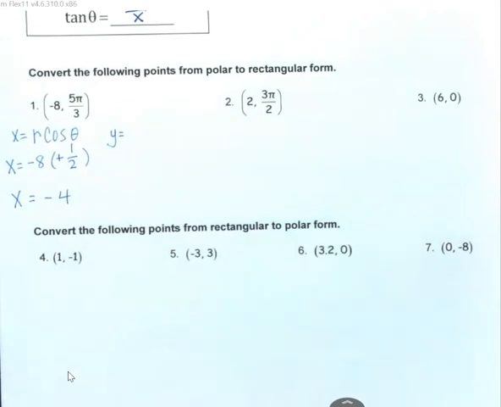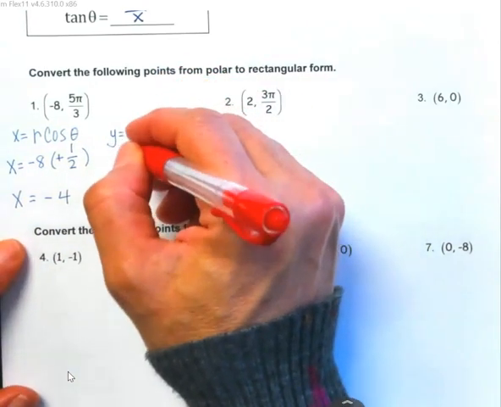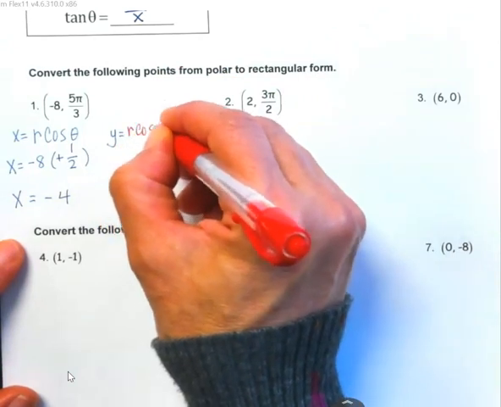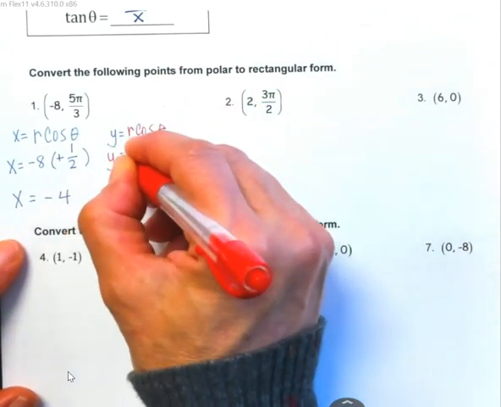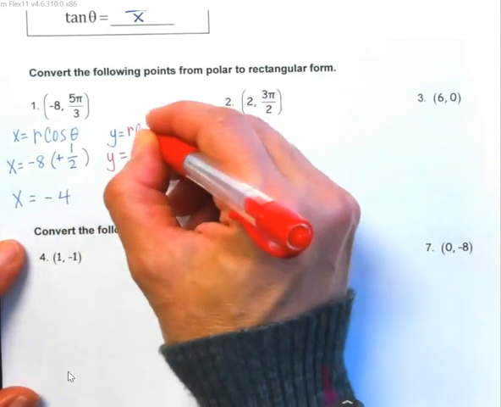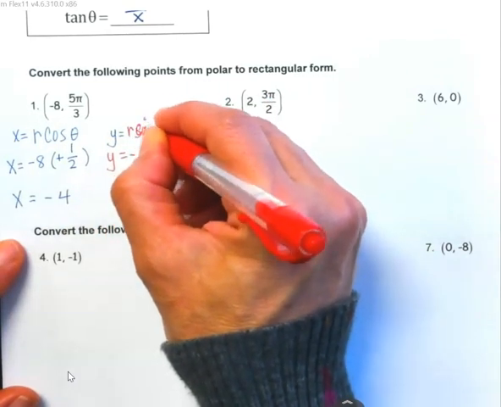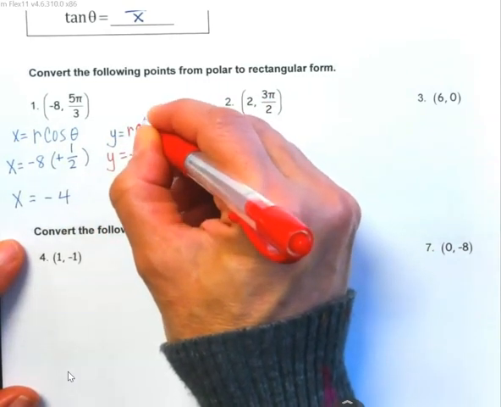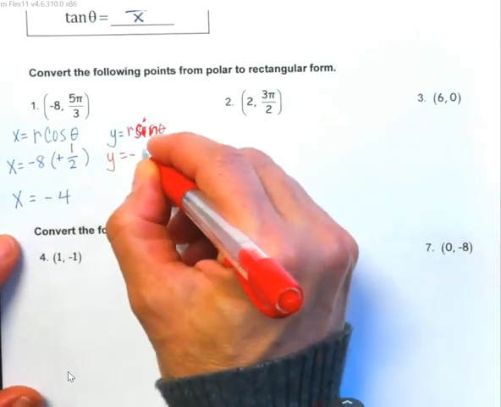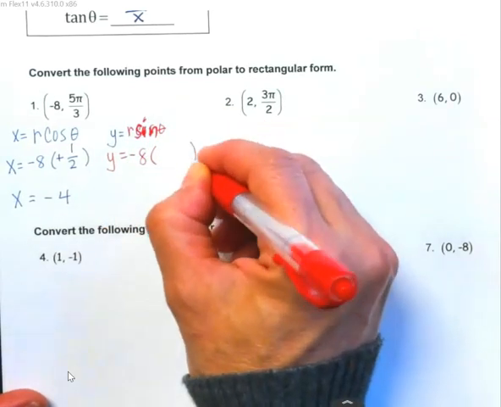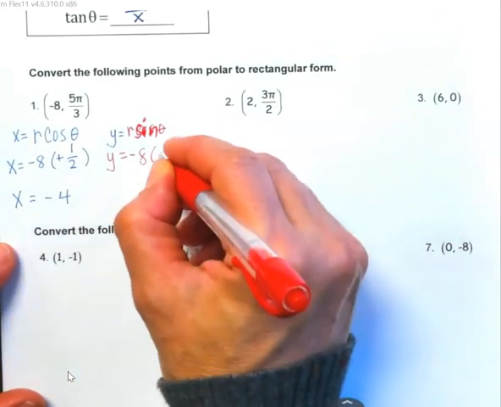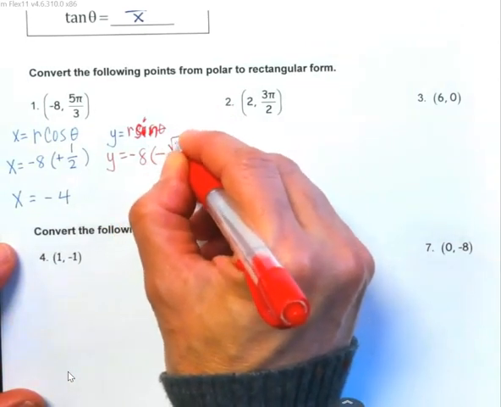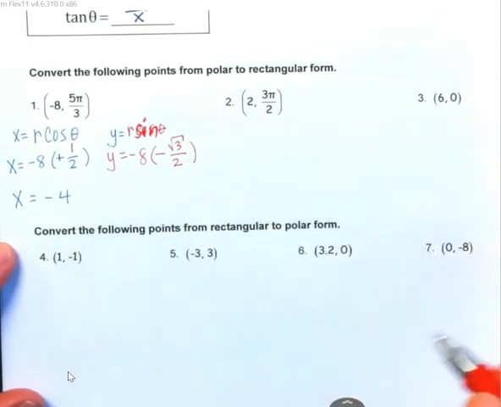All right, now let's work on the y's. Remember the y's are r sine theta. Ooh, I wrote cosine, that's not right. That should say sine. I'm sorry. Make sure yours says sine. So that's going to be -8 times the sine value, the other part of that ordered pair. And that one is negative. It's √3 over 2.